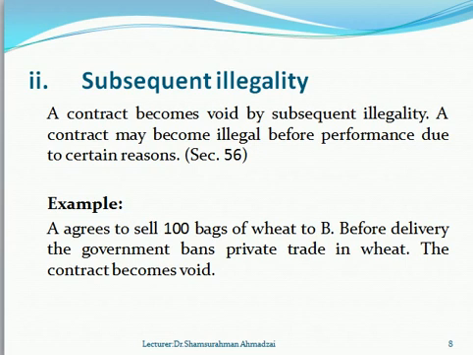That is due to certain reasons. Example: A agreed to sell 100 bags of wheat to B. Before delivery, the government bans private trade in wheat. Before the 100 bags could reach B, the government announced that private trade in wheat is prohibited. Here it became illegal because the government announced it, but when the contract was made it was not illegal. This we call subsequent illegality. So the contract becomes void and is lost.